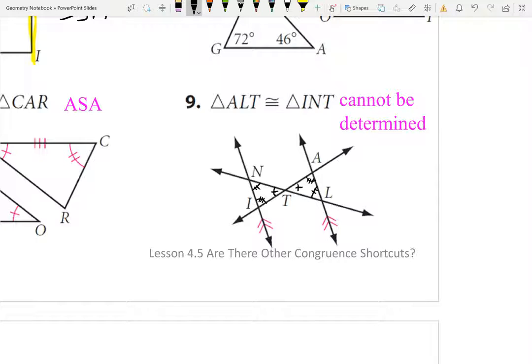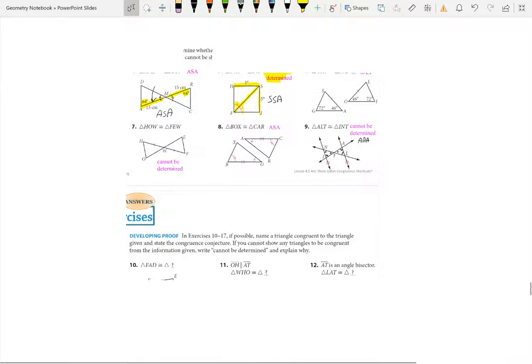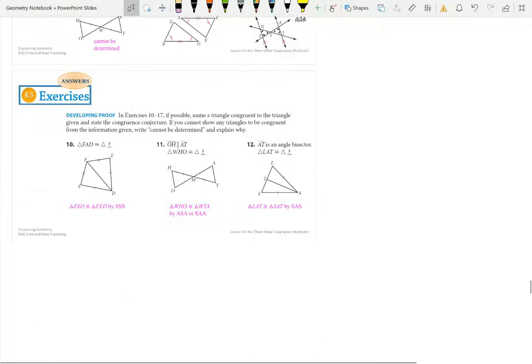Do we have any congruent sides? No. So this is just angle, angle, angle. Is that a congruent shortcut? No. So it cannot be determined. And next is 11 and then 13.